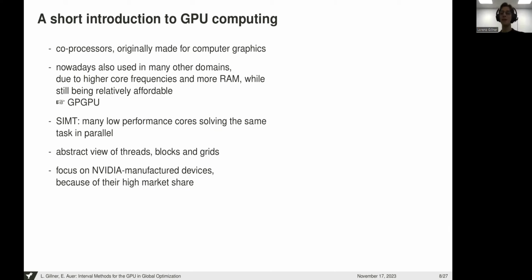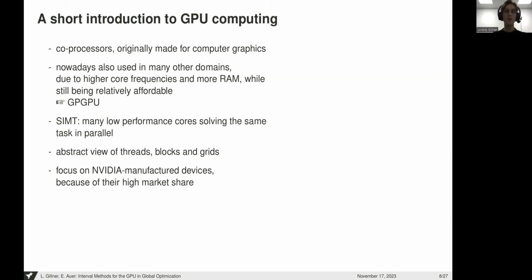And nowadays they have become so powerful with very high clock rates and large amounts of video RAM that they are not used in computer graphics exclusively, which is why we talk about general purpose GPUs. So they are used in very broad areas of research. And the core principle is the SIMT, not to be confused with SIMD. SIMT means many low performance cores can solve the same task in parallel, which optimally should be very lightweight.